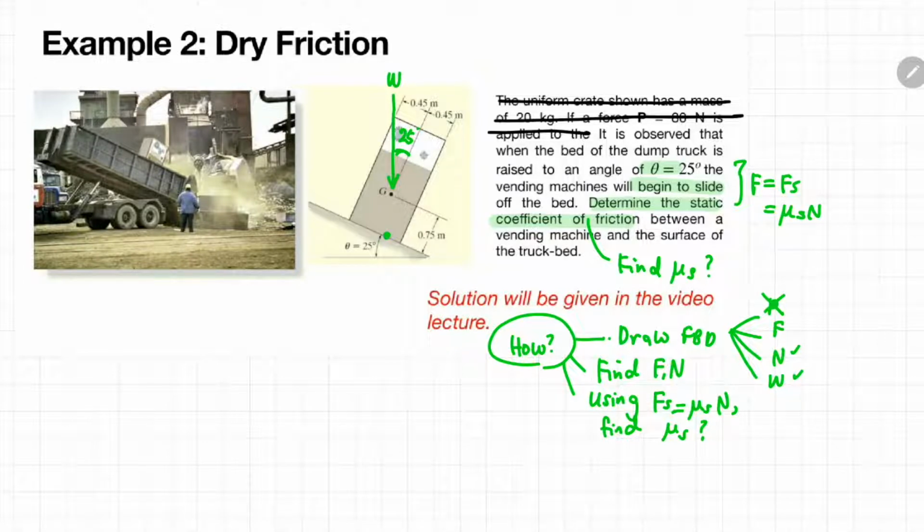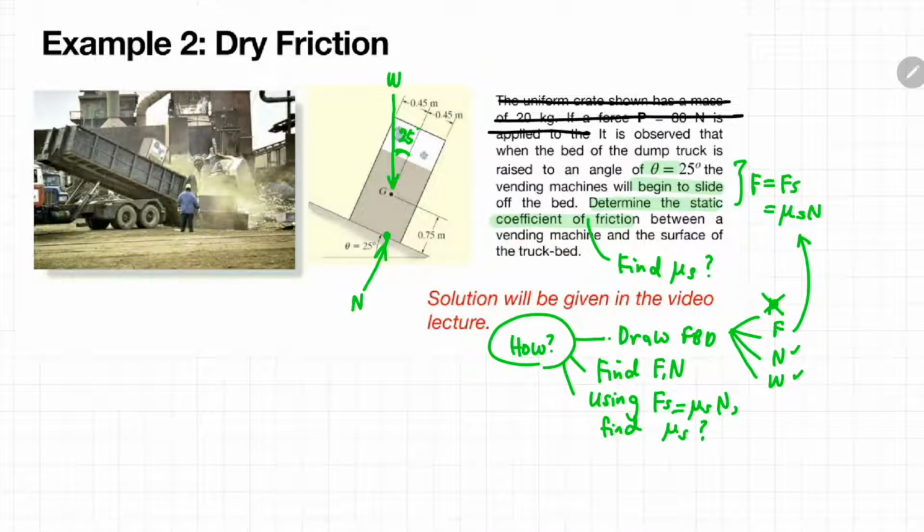Okay, so the normal force should be perpendicular to the contact surface. Since the contact surface is at an inclined angle, the normal force will also be in an inclined direction as well. Okay, now the third item that we need to include in our free body diagram is the friction force. So recall that this vending machine is on the verge of slipping. So the friction force should be equivalent to the equation of mu n.